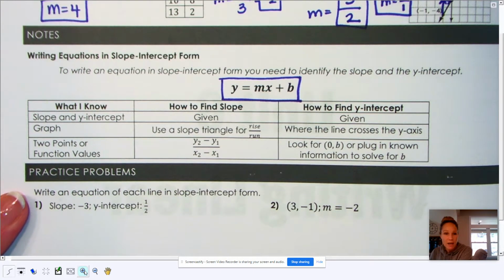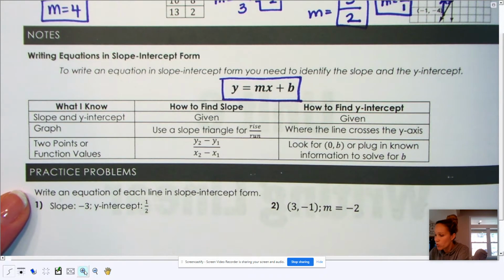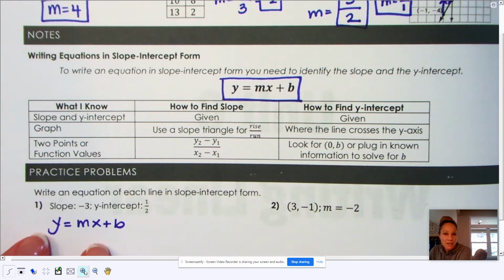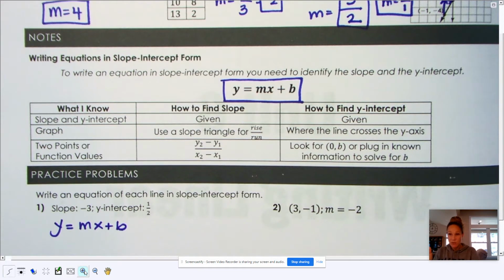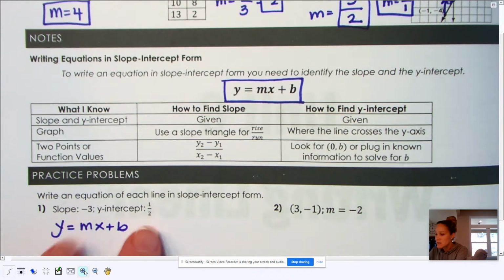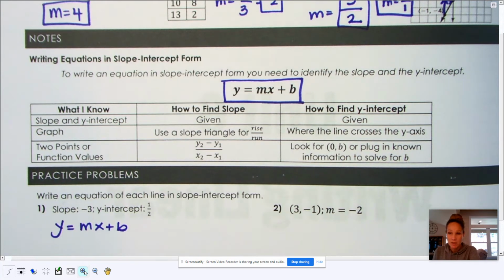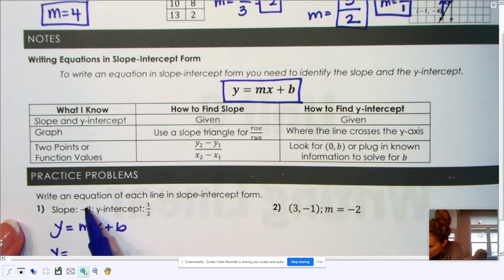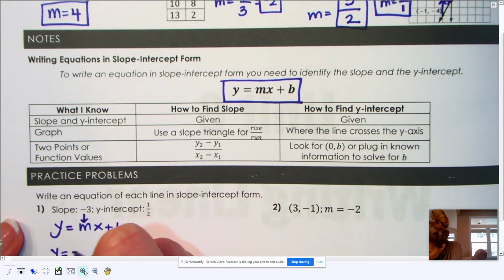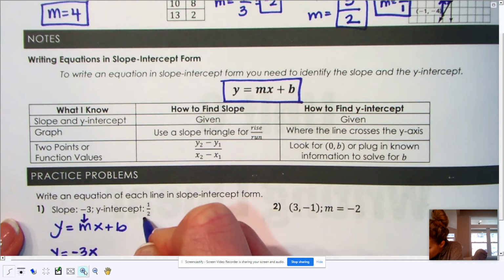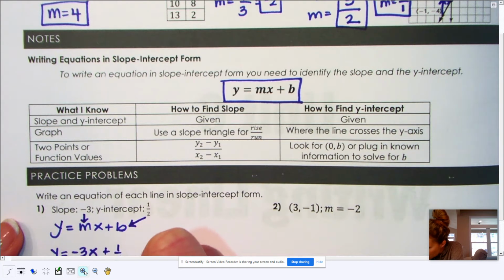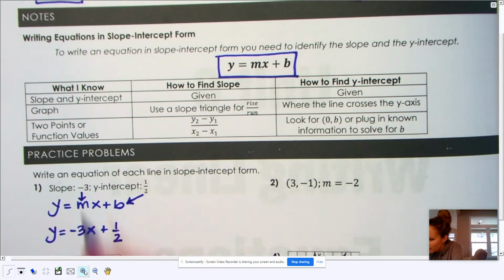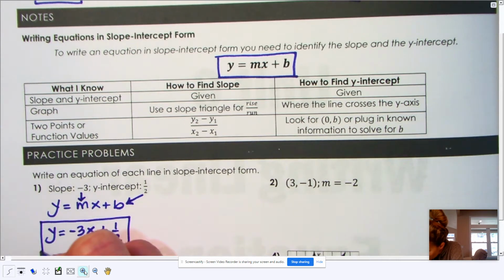So question number 1, write an equation of each line in slope-intercept form. Well, I can start with y equals mx plus b, and we always leave x and y in our equations as a place for inputs and outputs, but we want to replace the m and the b with the specific numbers that describe this relationship. So this one tells us that the slope is -3. Well, that goes in for m. And then it tells us the y-intercept is 1/2, so that goes in for b. And that is it. That's all the work you have to do on these. Okay, so that was the easiest situation there.